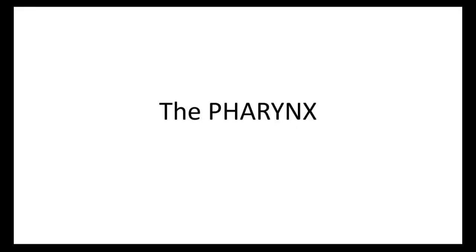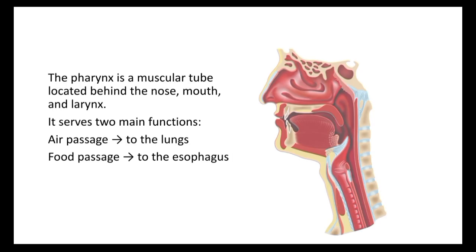Most students try to memorize the pharynx and forget it during exams. Let's fix that in under 4 minutes. The pharynx is a muscular tube located behind the nose, the mouth, and the larynx. Now, what does that mean? It means your body uses one shared passageway for both air and food.